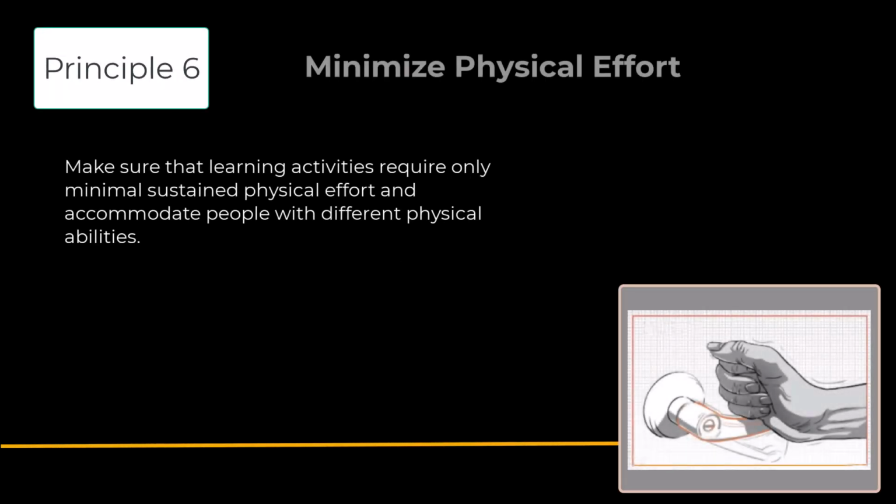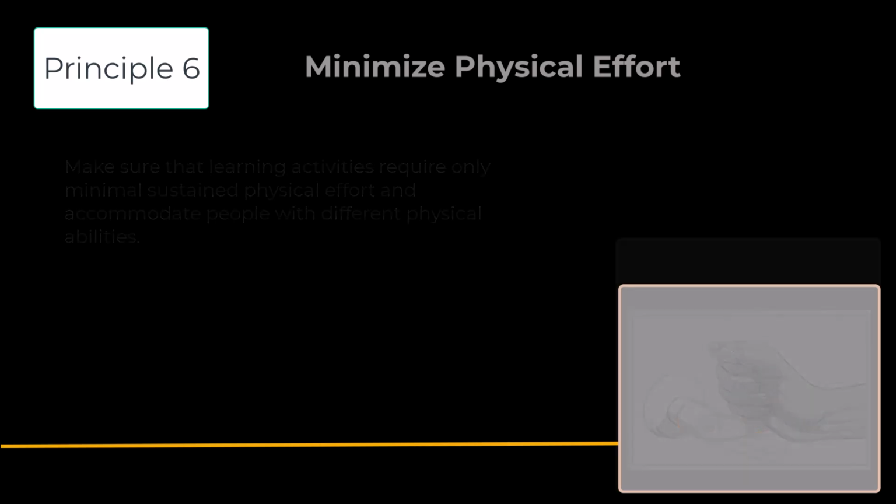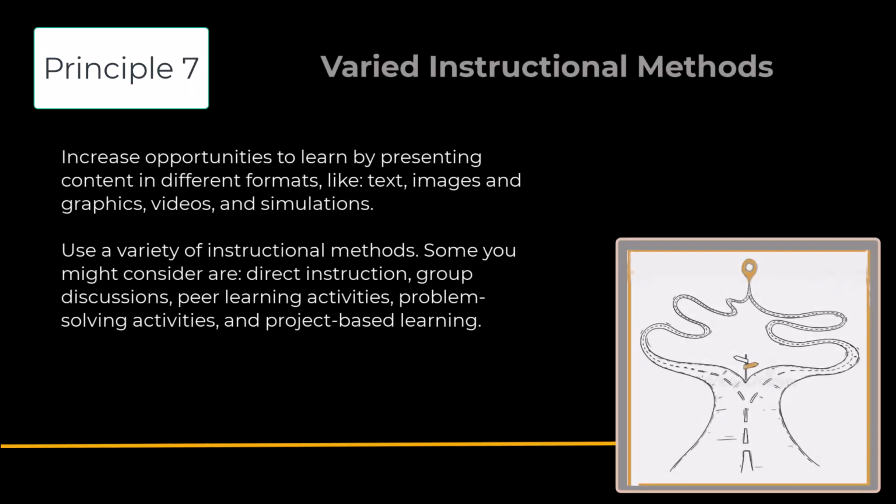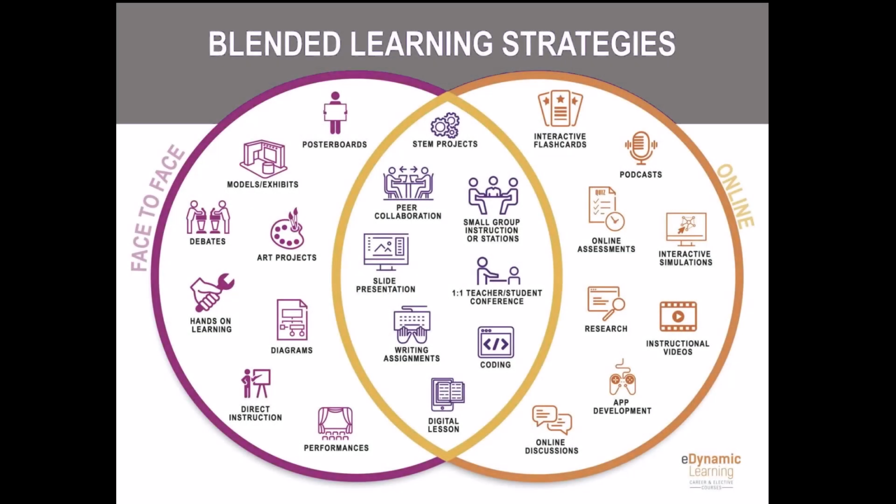Principle 6 advises instructional designers not to include activities that are overly physically demanding. Principle 7 asks that designers present materials in a variety of formats and use a variety of instructional strategies. This Venn diagram shows instructional strategies that can be used online, in person, or both.